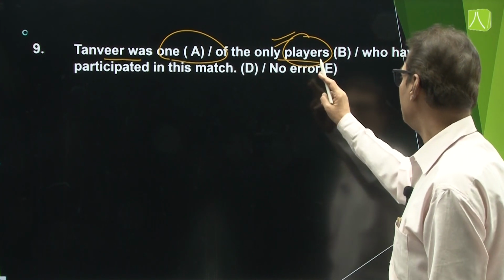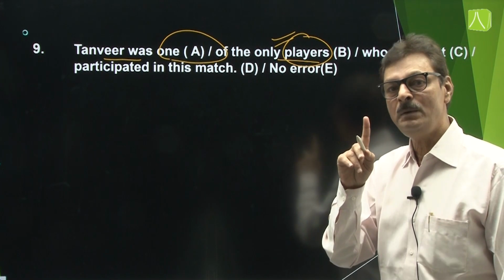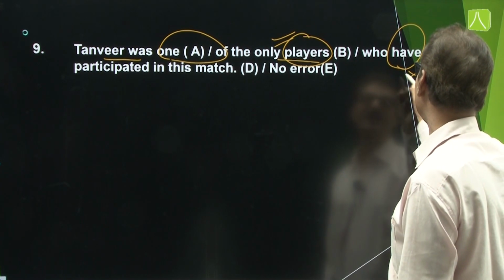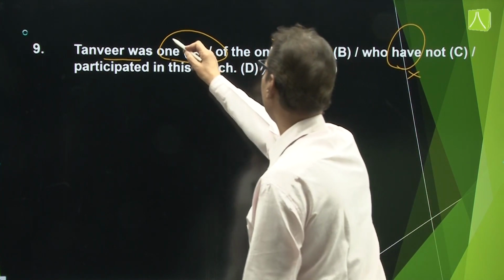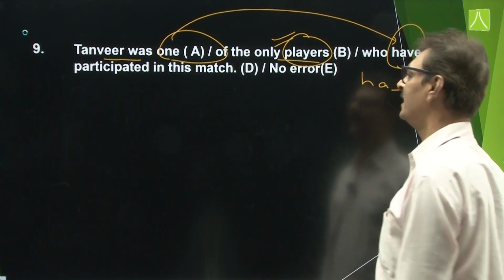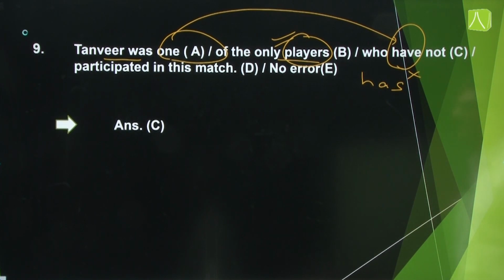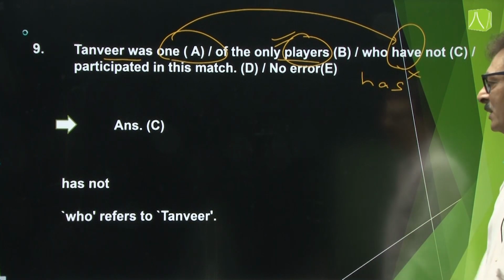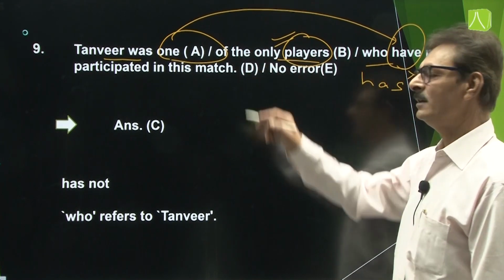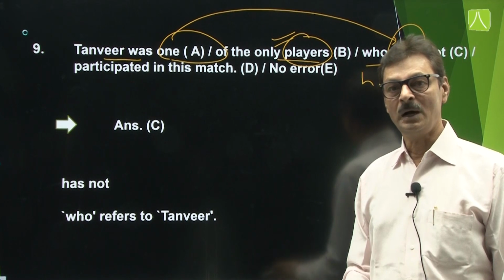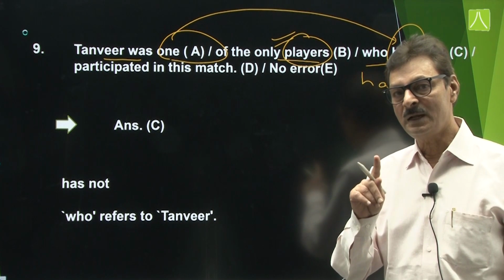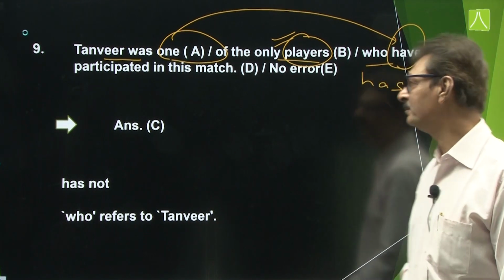Now one of the only players. हम बात किसकी कर रहे हैं? One player की. Who have not. So this is the error over here. Singular आना चाहिए. One of है. तो it should coincide with this. तो यहाँ पे has आना चाहिए, not have. So error is in part C. Who refers to Tanveer. Yes. Now who किसको refer कर रहा है? Talking about Tanveer. जो बाकी प्लेयरों में से एक था और हम उस प्लेयर की बात कर रहे हैं whose name is Tanveer.